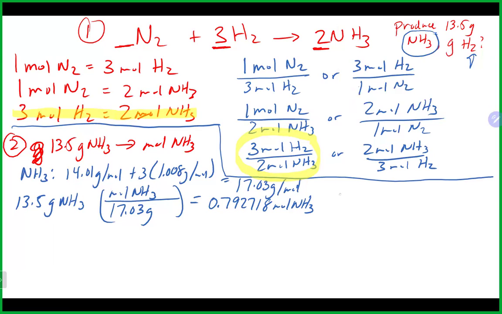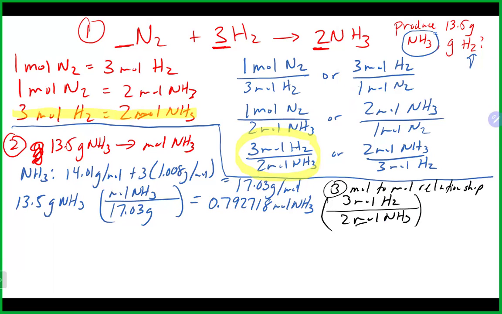And if we do that, which is our third step, which is sort of use the mole to mole relationship, we will take our conversion factor, 2 moles of NH3 for 3 moles of H2. And that is the big stoichiometry step right there. The moles of NH3 are going to cancel. So we're going to times it by 3 and then divide by 2. And that's going to give us something like 1.189, we'll call it 08 moles of H2.